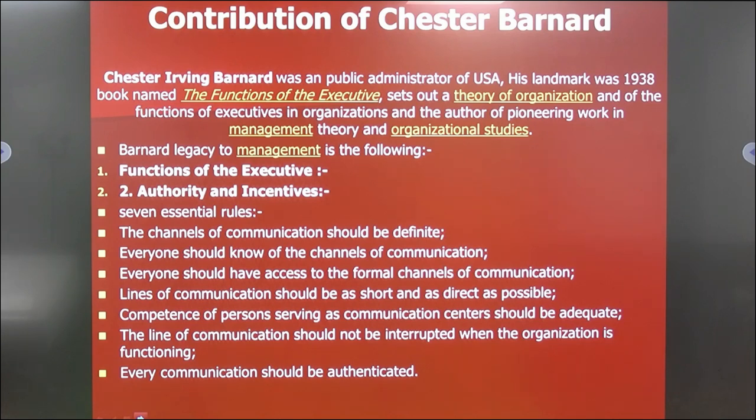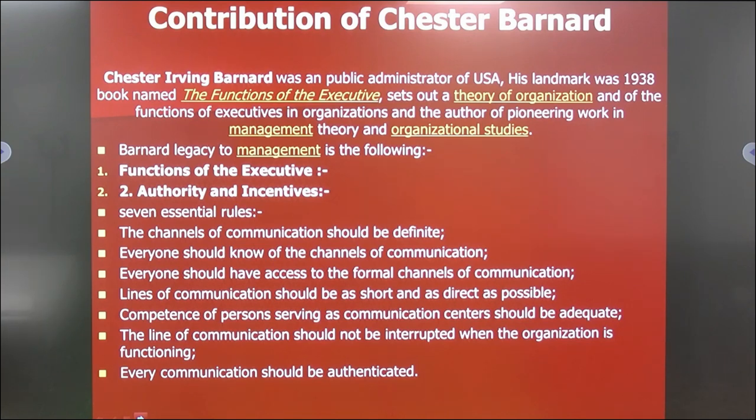Once again, I am repeating this. As the title suggests, he described the functions of the executive not merely from an intuitive point of view, but instead deriving them from his conception of cooperative systems. He summarizes the functions of the executive as follows.